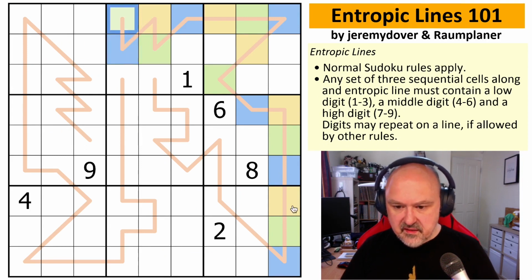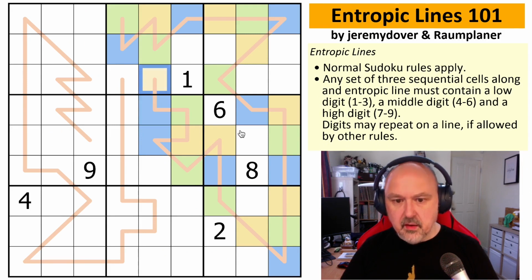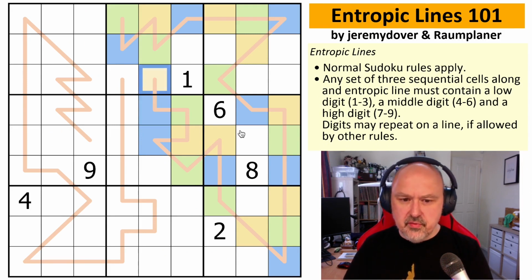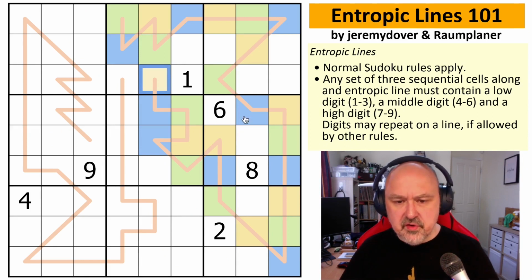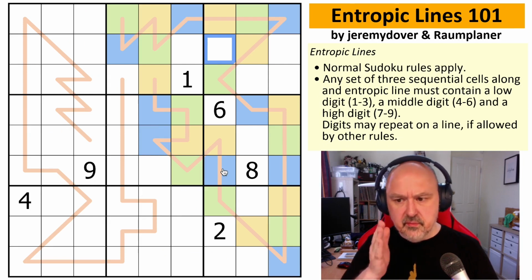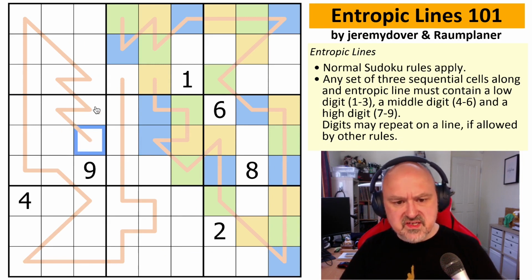Green, and this would be yellow, green, blue, yellow, green, blue, yellow, green, blue, and yellow. So we don't know which one is which, but we know those are the high, low, middle coloring of that line. And we can do the same for this. Every third will have to be different.